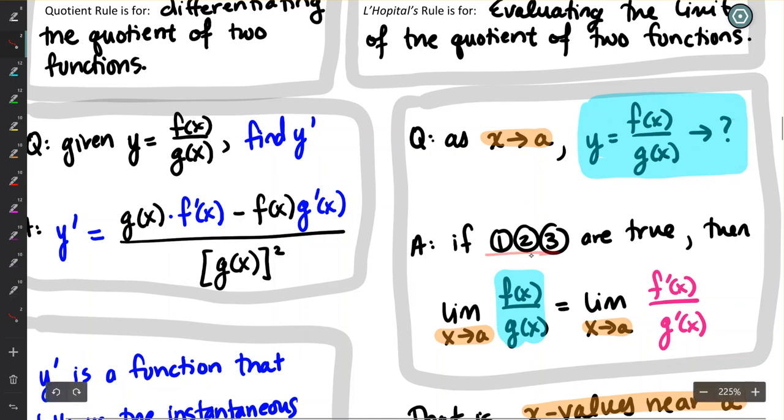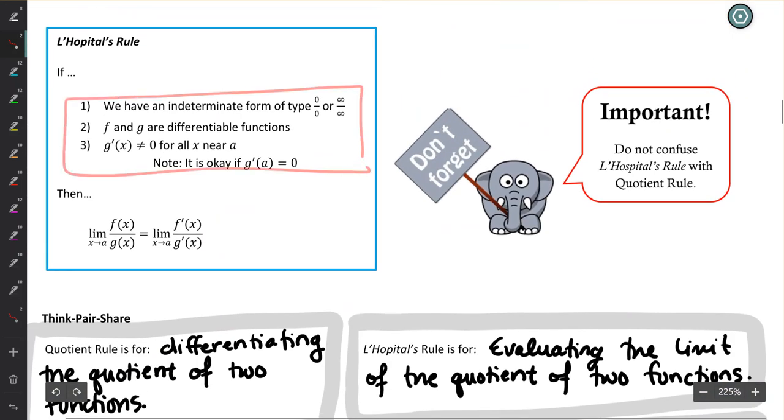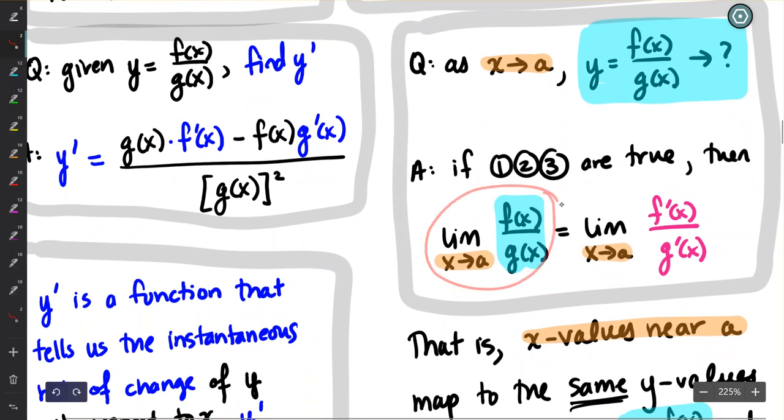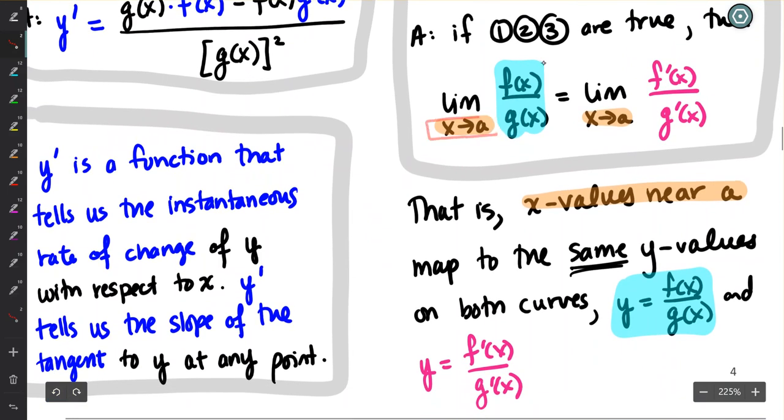And the answer is that if 1, 2, and 3 are satisfied in L'Hopital's rule, these three statements, if those are true, then we can evaluate this limit by asking ourselves a totally different question, this limit, right? What we're saying here is that x values near a on the blue curve, y is f divided by g, get close to the same y values as on this totally different curve, this different function that's f prime divided by g prime.